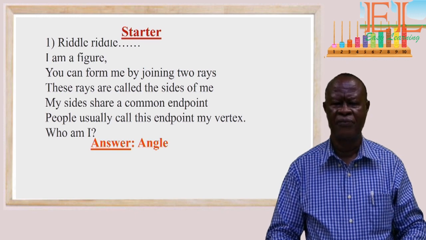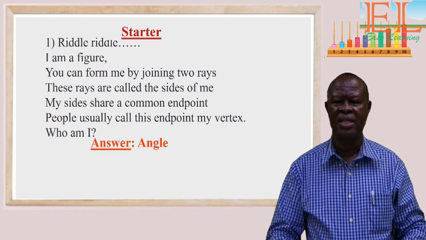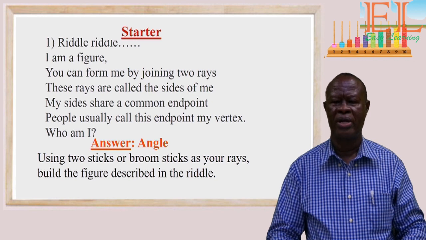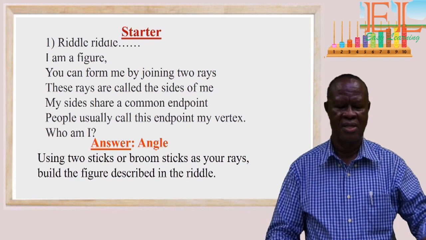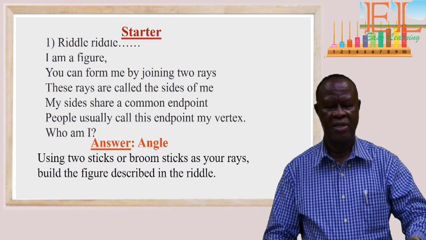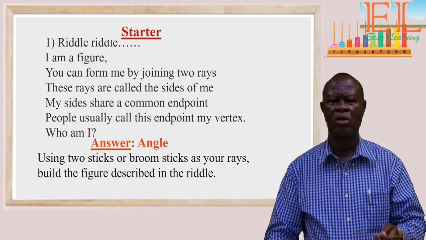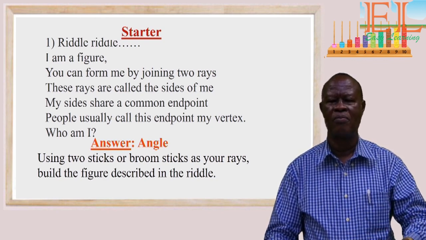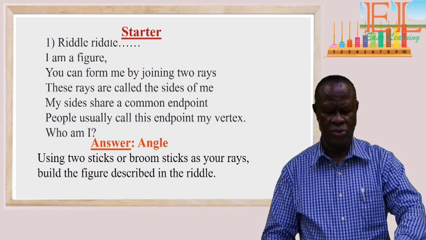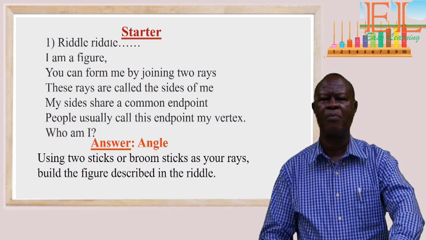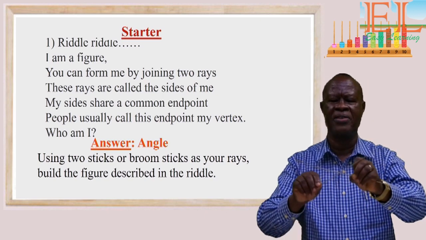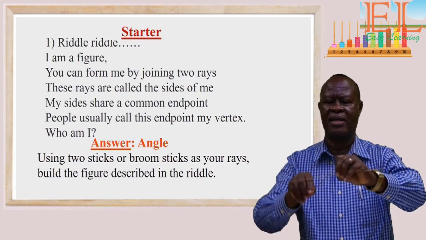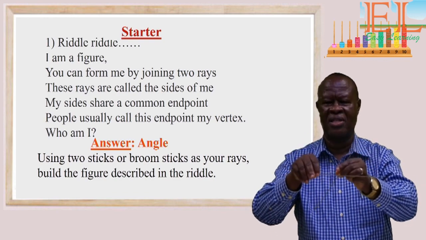Now, we do the following activity. Using two sticks or broomsticks as your rays, build the figure described in the riddle. Yes, take your sticks. I've taken mine, two sticks. See how you can form angles with the two sticks. I am forming mine here, and you can see it. It can be this, it can be anyhow you get the intersection.